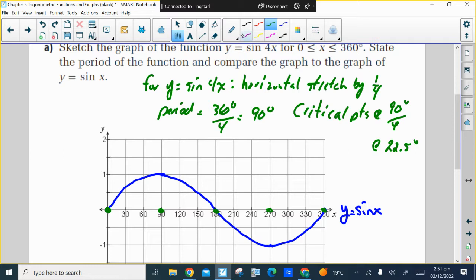So let's change colors here, and between each of these points, at every 45 degrees, will be another x-intercept. So in between these ones at 135, in between 180 and 270, which is 225, in between 270 and 360, which will be 315.